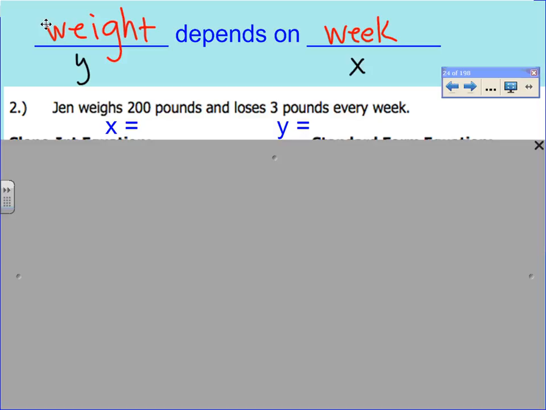How much she weighs depends on what week it is. Maybe she's doing Weight Watchers, right? And you know on Weight Watchers, if you follow your points, that maybe you lose 2 pounds a week, 3 pounds a week, depending on what the process is. Underneath the problem, like we did on number 1, please write down that x is week and y is weight. So her weight depends on what week she's on.